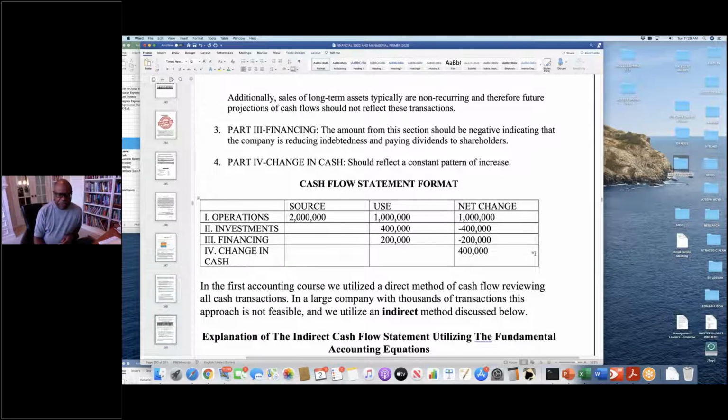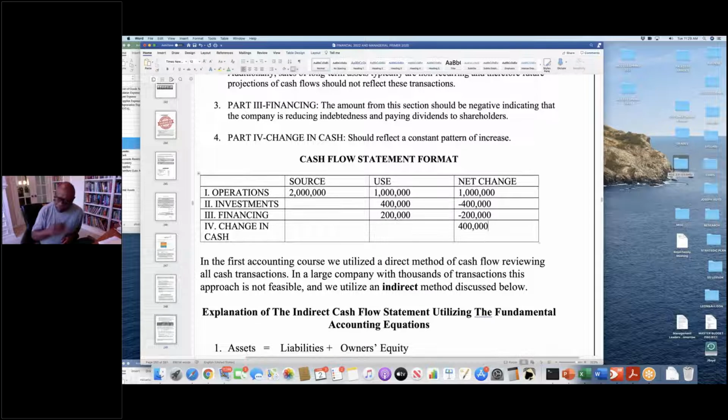Okay. Let's look at the theory behind the indirect method. Is everyone familiar with this equation? Assets equal liabilities plus owner's equity, stockholders' equity. Is there anybody who's not familiar with that statement?